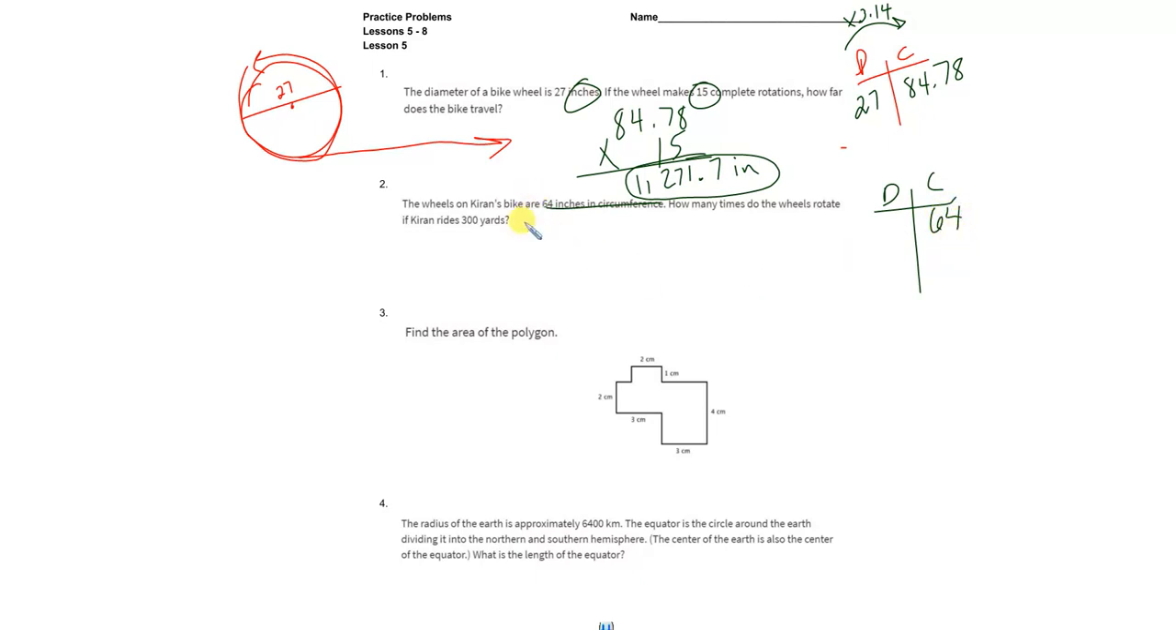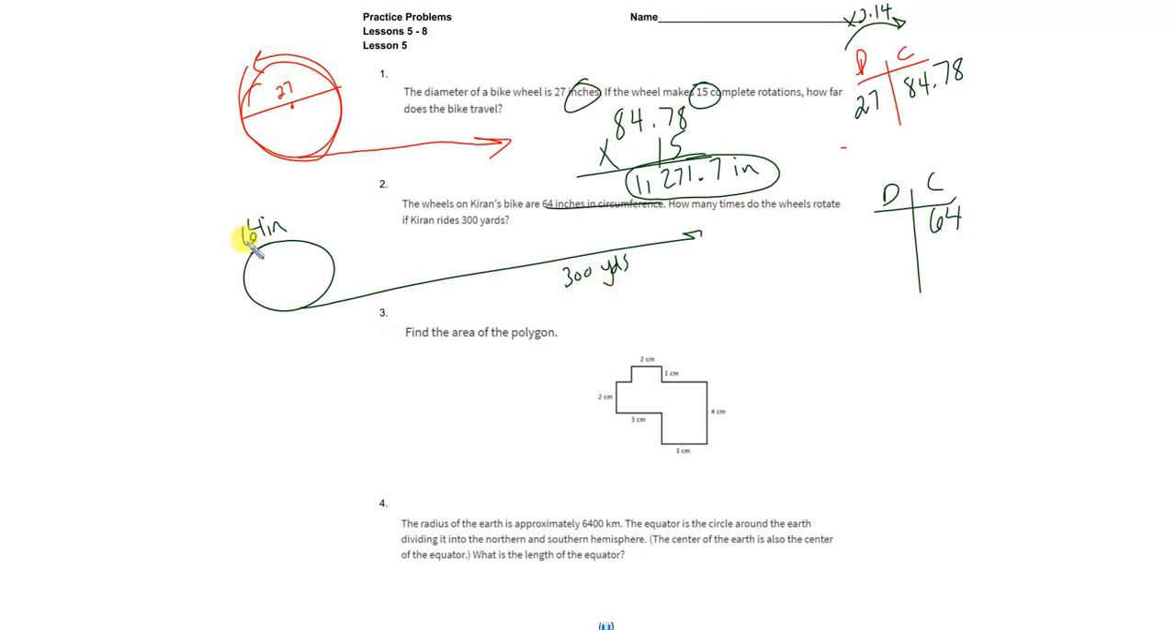A lot of students will multiply that by pi just because they're getting in the groove, but we already know the circumference. And we know how far that this wheel that's 64 inches around has traveled. We know that it has gone 300 yards. Thing is, we have a circumference in inches and a distance that it's traveled in yards. So we've got to do some converting.